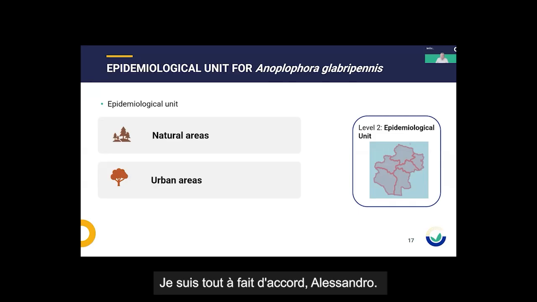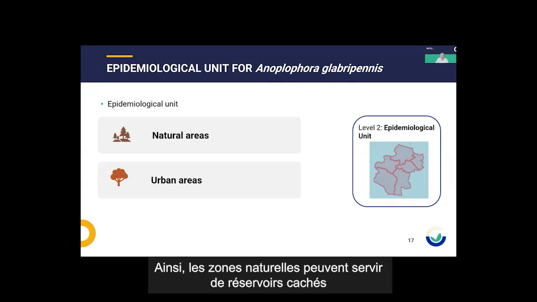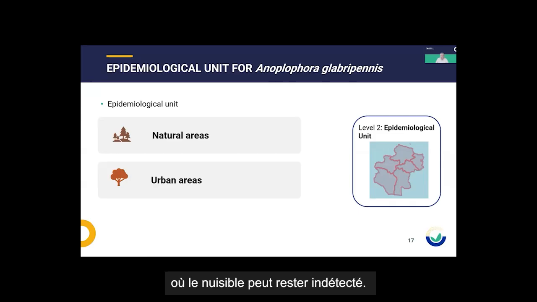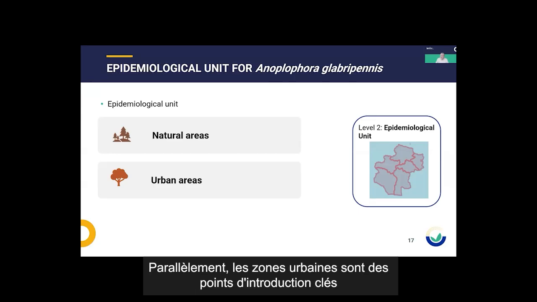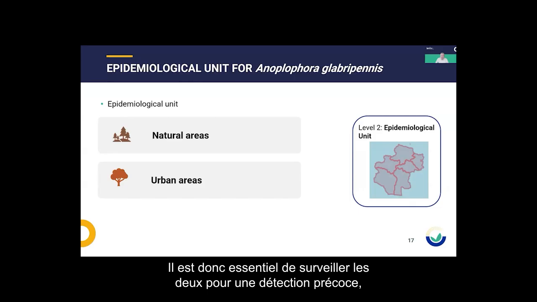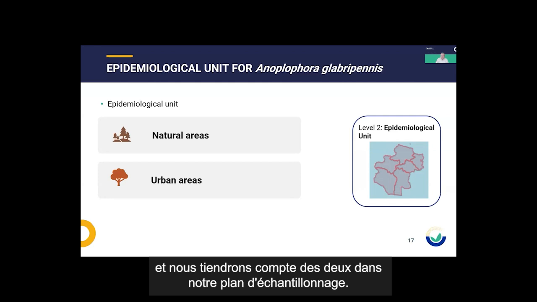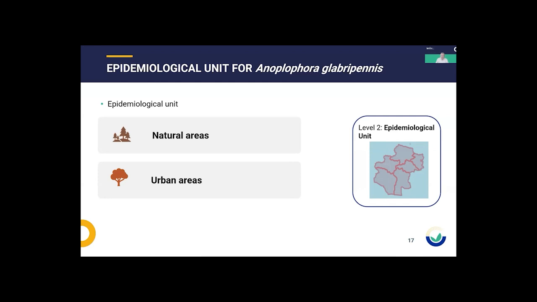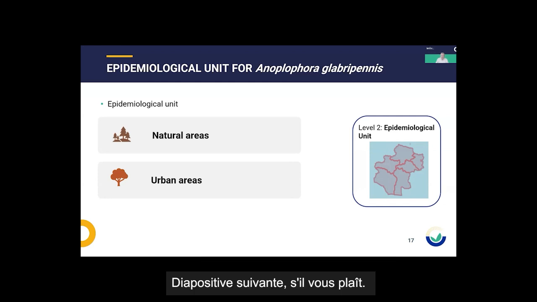I fully agree, Alessandro. Natural areas can serve as hidden reservoirs where the pest can remain hidden, while urban areas are key points of introduction due to human movement and ornamental trees, as you said. So monitoring both is essential for early detection, and we will consider both in our survey design.